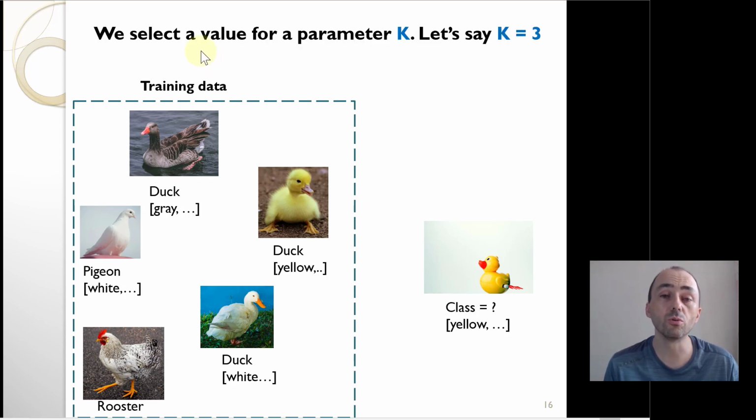So to do KNN, we need to select a value for a parameter k. K is the number of neighbors we want to consider. Okay, you will see what I mean. So let's say we choose k equal 3. What will happen?